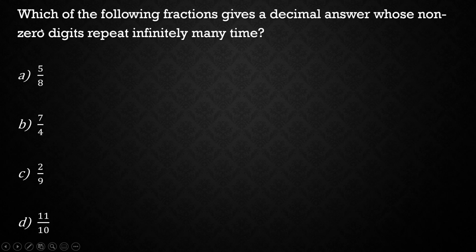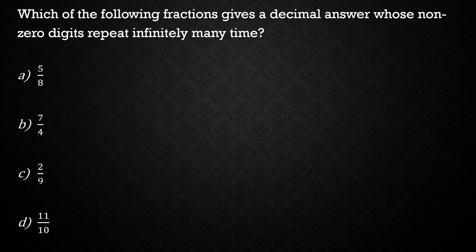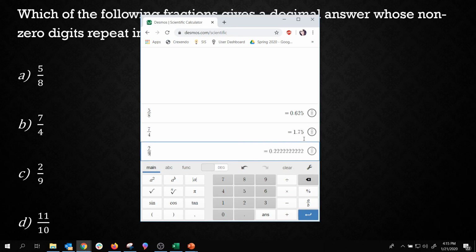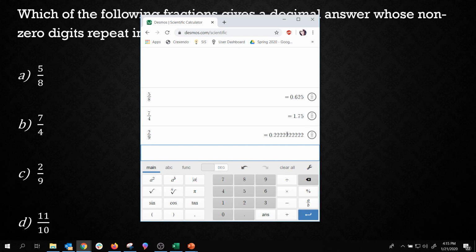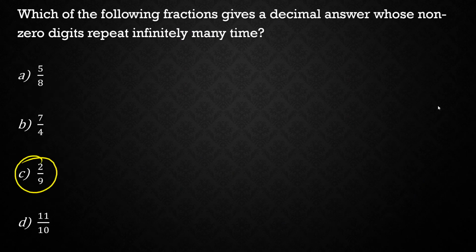Alright, we want to know which of the following fractions gives a decimal as an answer whose non-zero digits repeat infinitely many times. So what this question is saying is which one of the following will give you a repeating decimal? So again, type them into your calculator. 5 divided by 8, this one ends. 7 divided by 4, this one ends. 2 divided by 9, this one looks like it repeats 2 forever, right? All those 2's in a row. And this very last one, 11 divided by 10. This one also ends. So the repeating decimal here is going to be that 2 over 9.